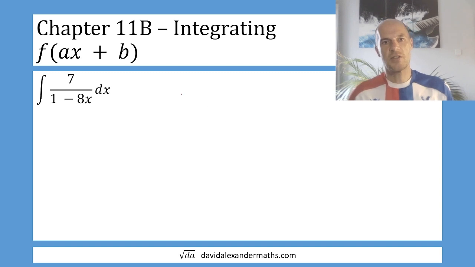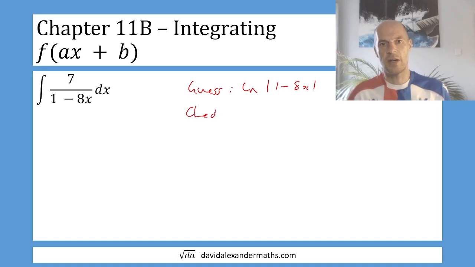Okay, let's take a look at this one. So I'm going to go with my guess. Here we've got a negative value for x, so I'm going to guess the ln of 1 minus 8x. Let's do a quick check. That is going to be minus 8 over 1 minus 8x. So the denominator is perfect. However, the sign of this is negative, but I need a positive. So simply by putting a minus in here, that will fix that and turn it into a positive 8.